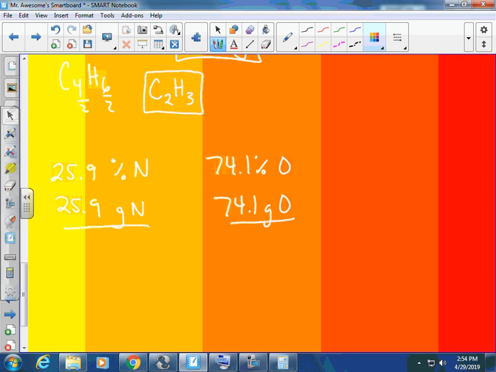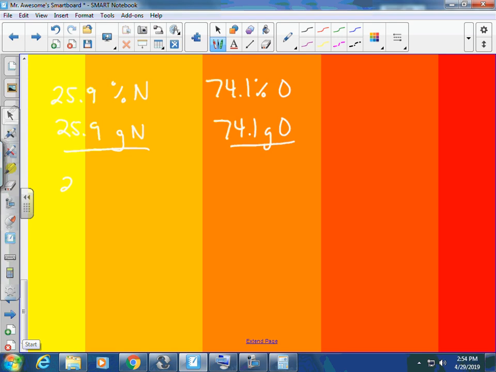What we're going to be trying to figure out in terms of making an empirical formula is look for the number of moles. So if I have 25.9 grams of nitrogen, how many moles of nitrogen do I have? Well, if I look at the periodic table, I see that nitrogen has a mass of 14.01.